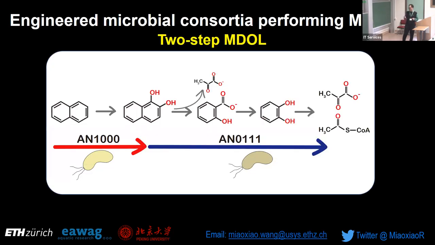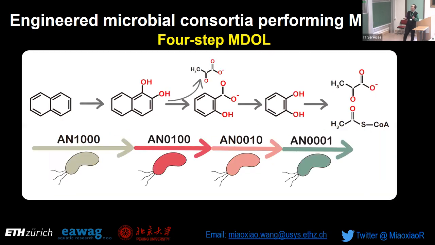To achieve this, I've engineered a microbial consortium. It's a very simple system. I use the naphthalene degradation pathway as a model. At the beginning, we have a superbug that can do the whole thing. But then I knocked out genes and built a system where the first guy can only do the first step, and the second guy can do the next downstream step. So this is a two-step division of labor.